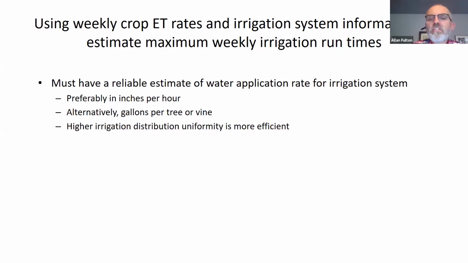You must have a reliable estimate of your water application rate for the irrigation system. And we'd prefer that it be in inches per hour, but we can work with it if you know it in terms of gallons per tree or vine per hour. I'll put out the reminder that the higher your irrigation distribution uniformity, or the better your system is maintained and operating, the more efficient and effective you can be with your efforts to use this information and schedule when and how much water you apply.